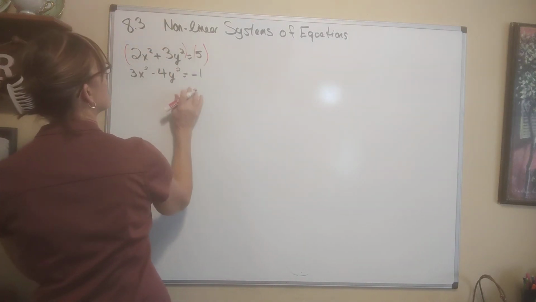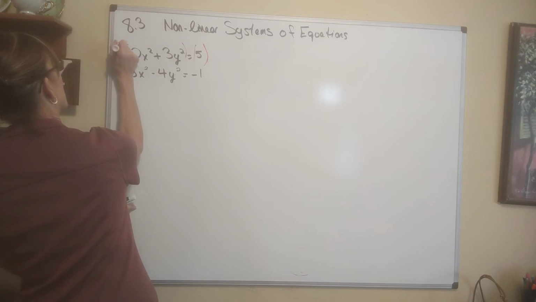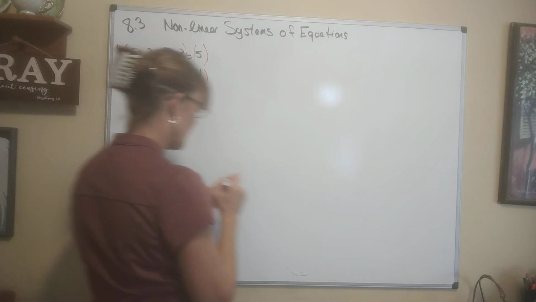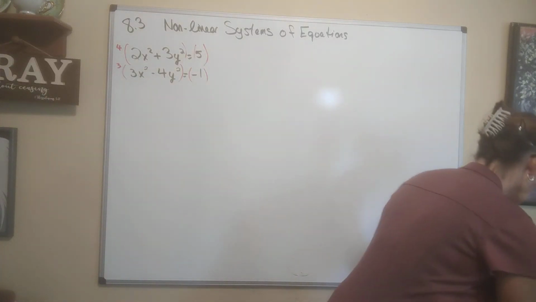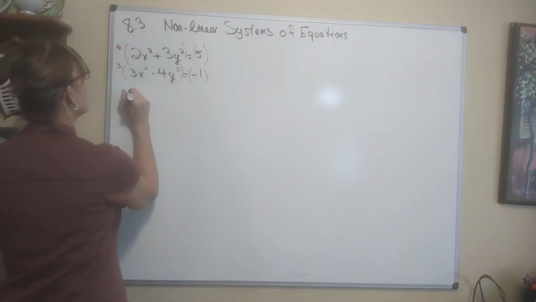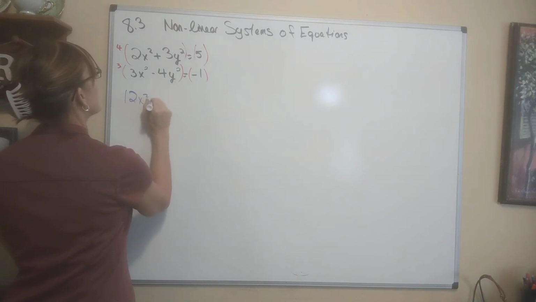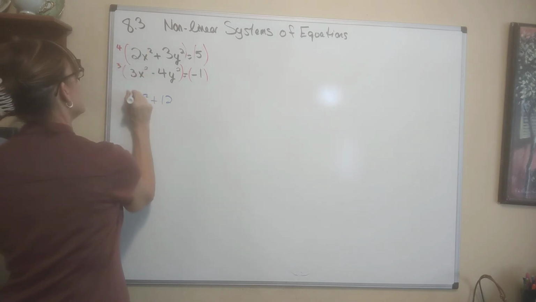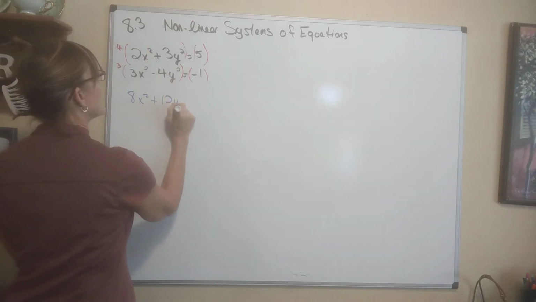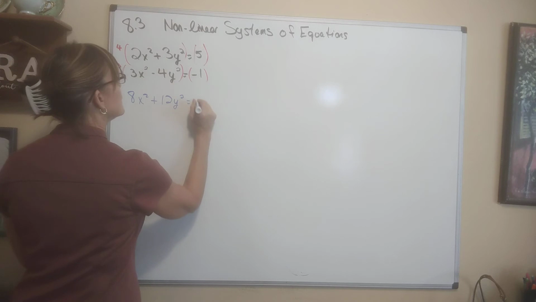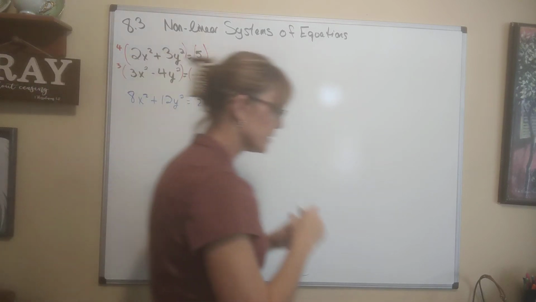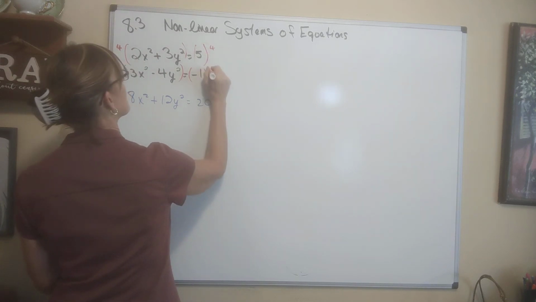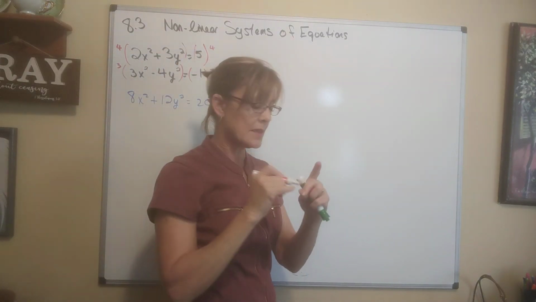I'm going to get rid of my y's. I'm going to multiply the top equation by 4. I'm going to multiply my bottom equation by 3. And so what that gives me is, sorry, 4 times 2 is not 12. 4 times 2 is 8x squared plus 12y squared is 20. Because you multiply 4 on both sides of the equation, you multiply 3 on both sides of the equation to keep it balanced, right?